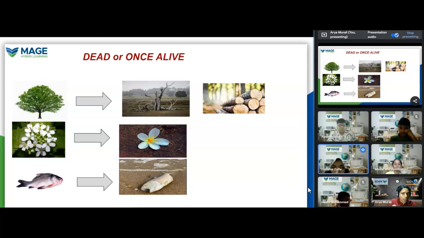The wood was once a part of a plant, and it was living. The flower was a part of a big plant, and now it is dead. And the fish was once living, now it is dead. Fine.